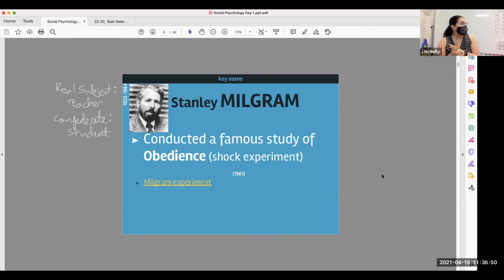So that's why whenever you do an experiment, there are rules now. You have to debrief the subjects. You have to tell them, this is what we're studying. This is how we set it up. Okay, and make sure that no mental or physical harm results from that.